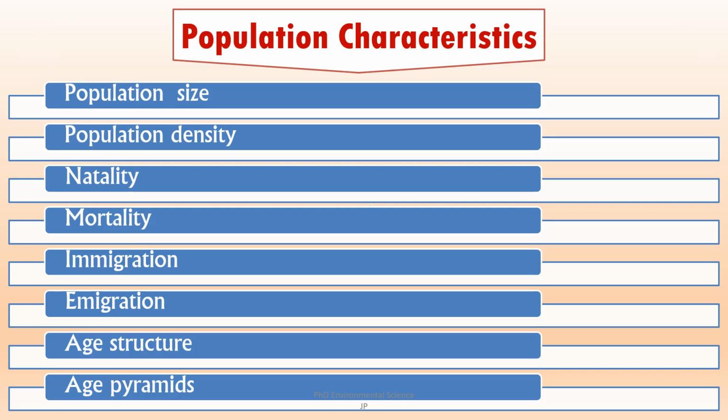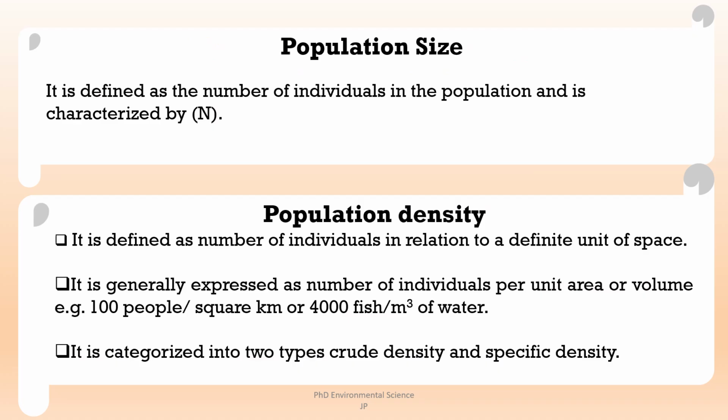Population characteristics: population size, population density, natality, mortality, immigration, emigration, age structure, age pyramids. Population size is defined as the number of individuals in the population and it is denoted by N. Population density is defined as the number of individuals in relation to a definite unit of space. It is generally expressed as a number of individuals per unit area or volume. For example, 100 people per kilometer square or 4,000 fish per meter cube of water.